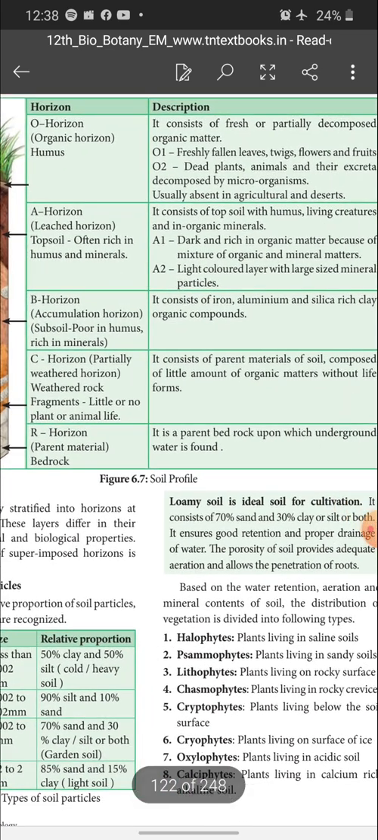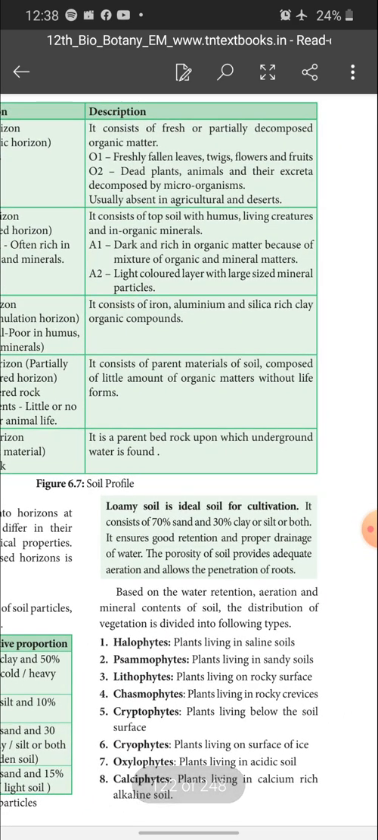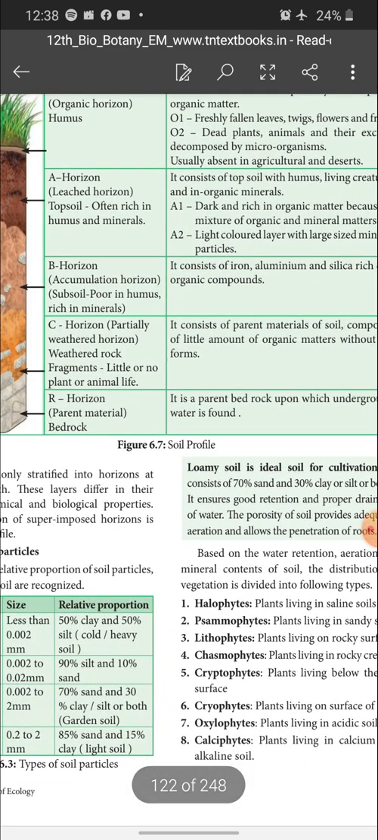Next, B horizon, the accumulation horizon, subsoil poor in humus, rich in minerals. In this region, humus is poor, but minerals are rich. It consists of iron, aluminum, silica-rich clay, and organic compounds are present.